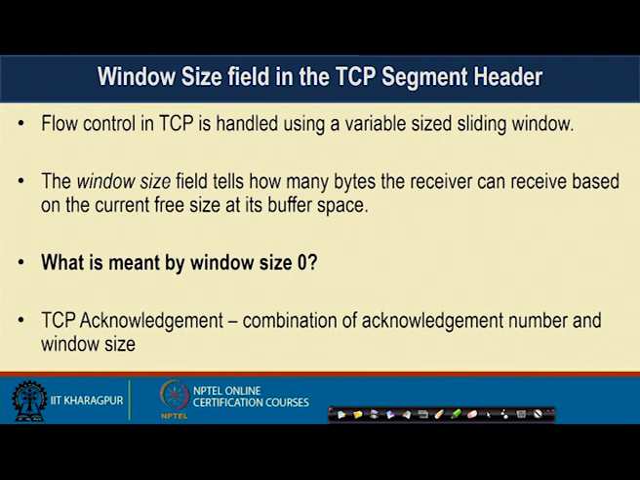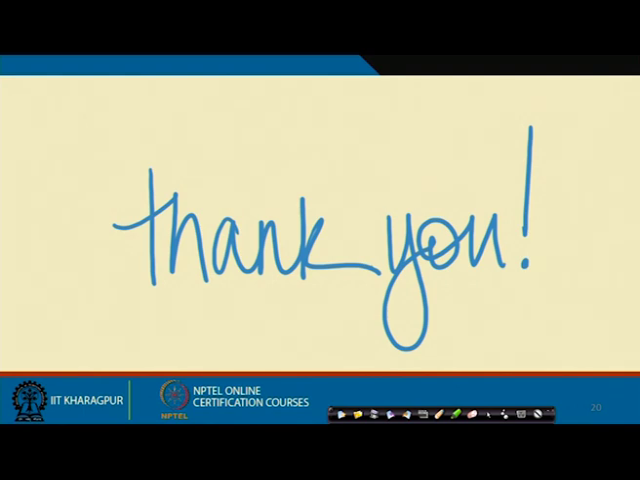Now, the TCP acknowledgement. The final TCP acknowledgement is a combination of the acknowledgement number and the advertised window size. Based on that, the sender will tune its parameters. So, that is the basic things about the TCP protocol.